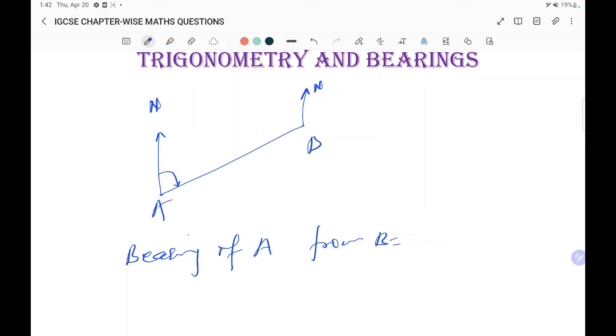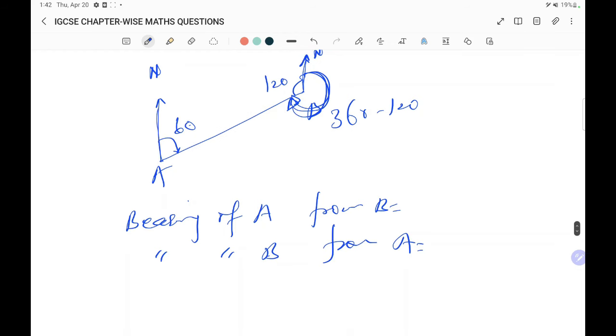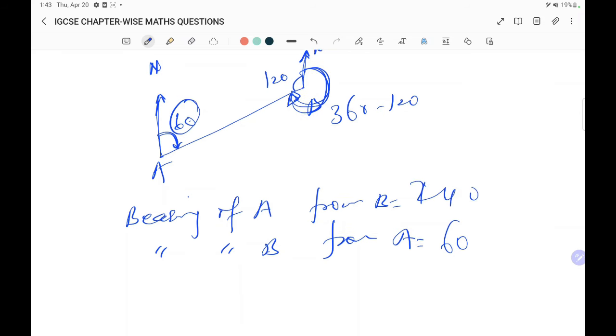So at B you have to draw the north direction and then go in the clockwise direction, like here. This angle, suppose this is 60 degrees. So since these two are parallel, it is 120. Now this will be 360 minus 120. Okay, so always it should be the clockwise direction. For example, if I say the bearing of B from A, then at A we have to draw the north direction and then the clockwise measurement, which was 60, so it will be 60.